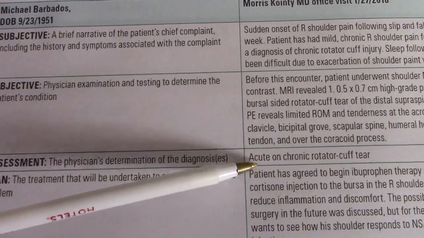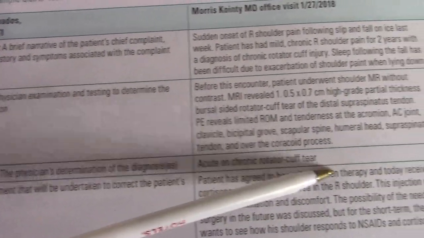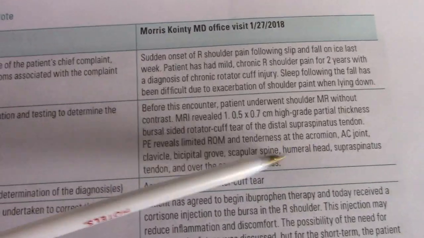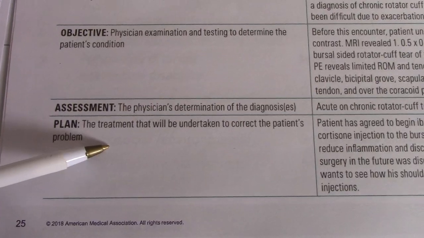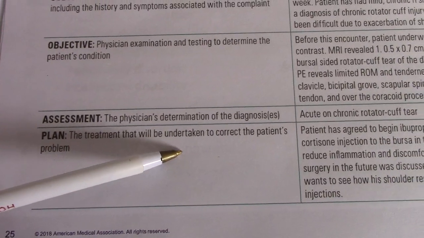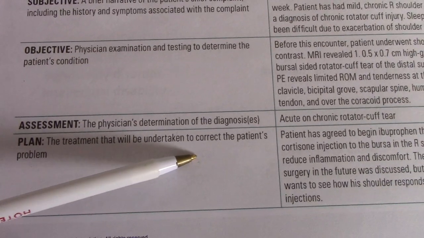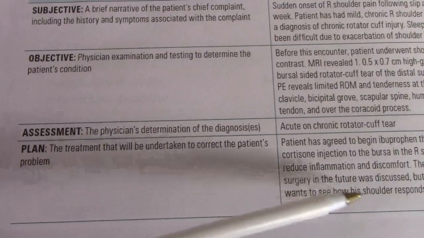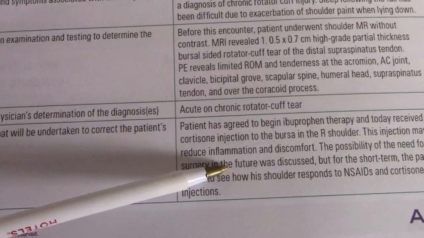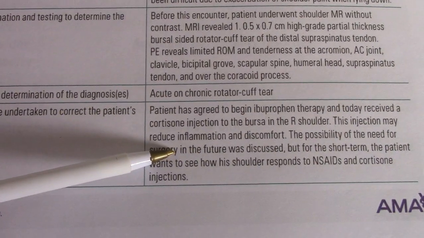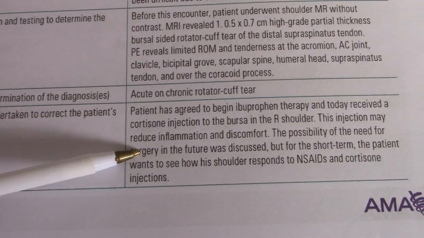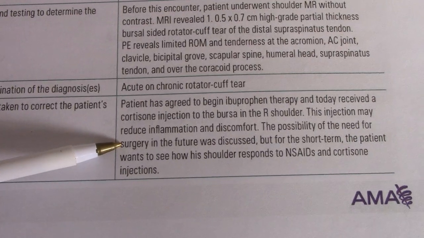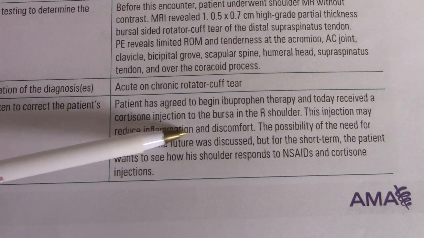He's saying this patient has acute on-chronic rotator cuff tear. He found that out based on the testing that he did. And then your plan, his plan is to treat the patient. It says we'll be undertaking to correct the patient's problem. In this case, he's agreed to begin ibuprofen therapy, and today received a cortisone injection.